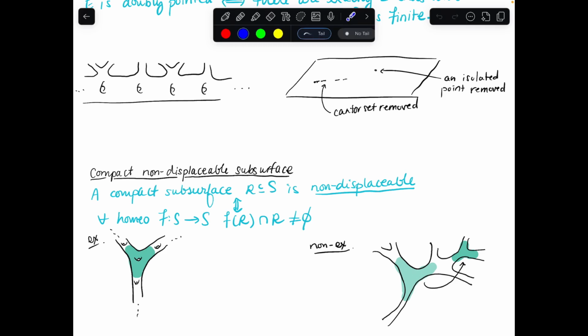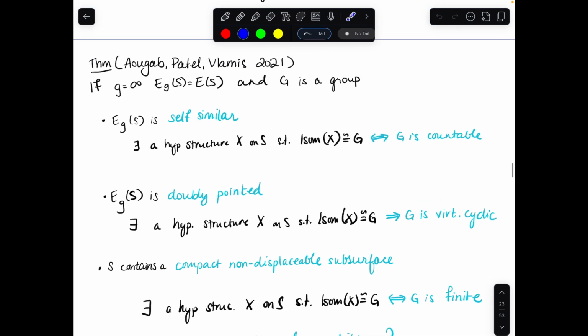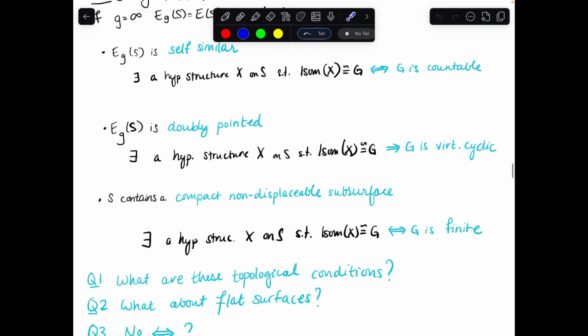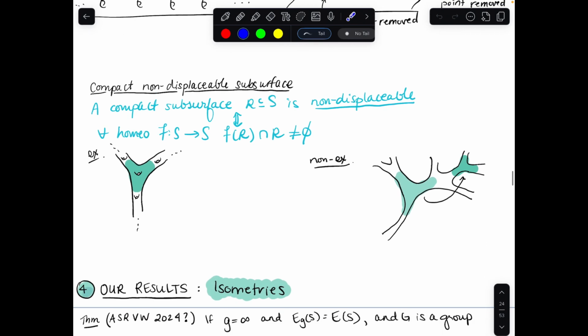So now we know what self-similar, doubly pointed, and non-displaceable subsurface means, and we know that every surface with all ends accumulated by genus has one of these properties. And based on that, we know a lot about which groups are realized as isometry groups for hyperbolic structures on those surfaces. So now on to question 2, what about flat surfaces? And that's where our results come in.